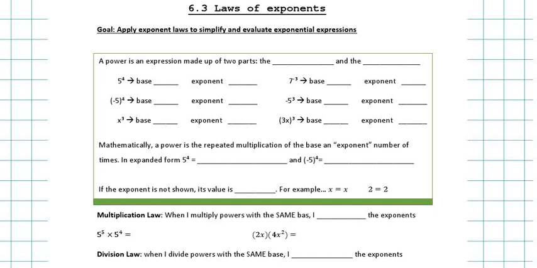So a power expression is an expression made up of two parts. We have the base and the exponent. Okay? So if we're looking at the first one, 5 to the power of 4, what is your base? What is your exponent? 5 is the base and 4 is the exponent.